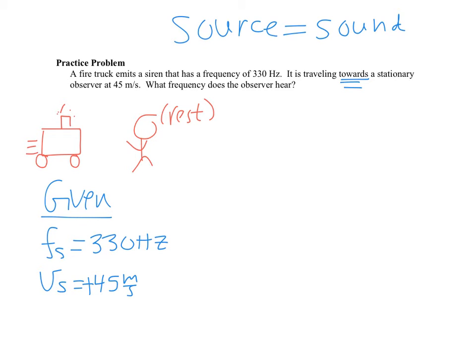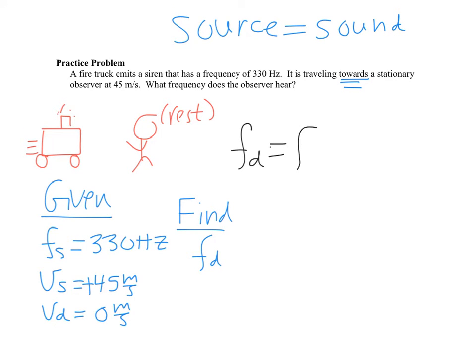The observer is at rest, so that's the detector. So VD is 0 meters per second, and we're looking for the detected frequency, FD, equals Fs times V plus Vd over V minus Vs. In this case, our detector is at rest, so that goes to 0.